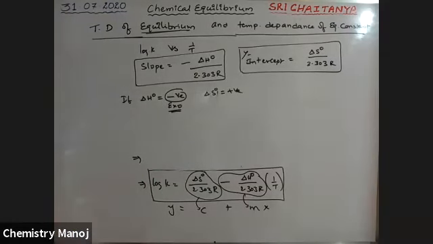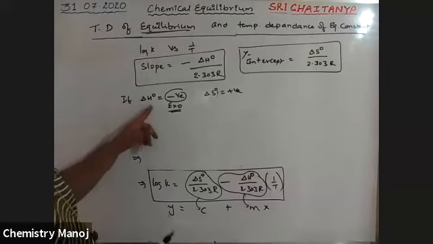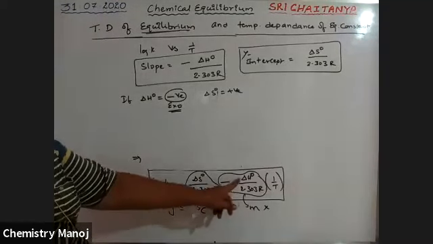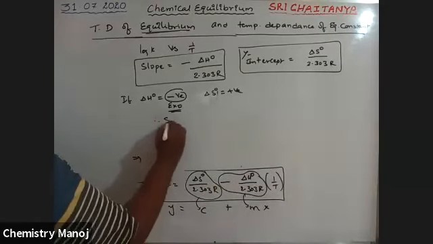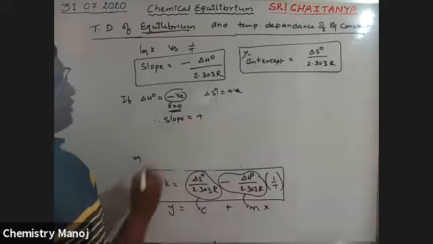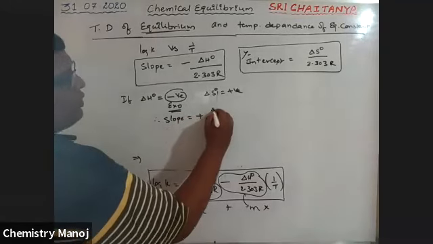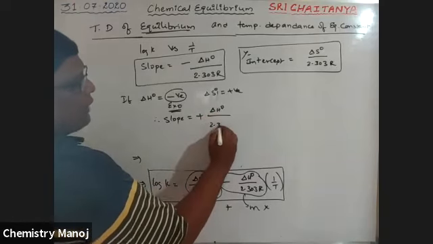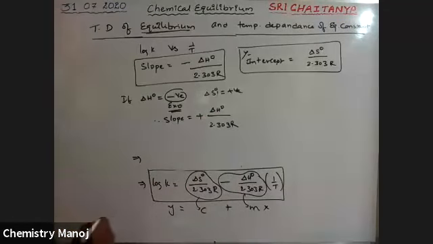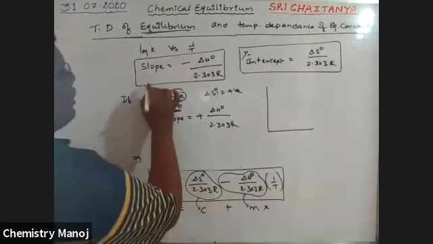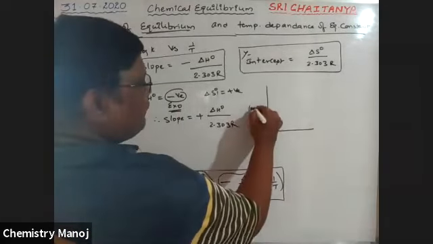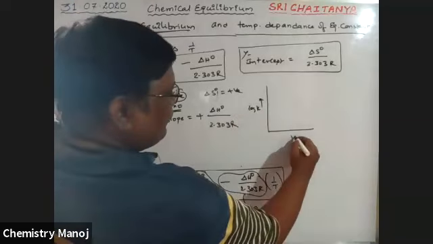Negative means exothermic reaction. Yes, it was already told, but a little extension. So delta H naught is negative, which means this value becomes positive. Therefore, the slope should be positive. So the slope is equal to positive delta H naught by 2.303 R. It also has an intercept. Now the graph is like this: on the y-axis log K, on the x-axis 1 by T.